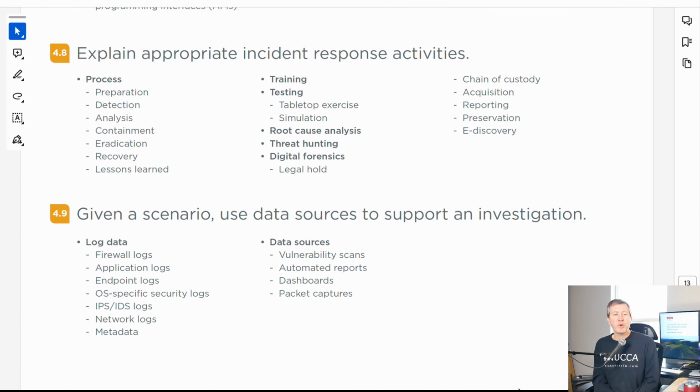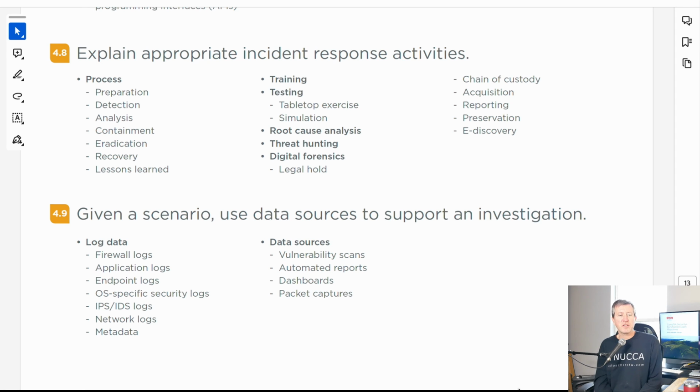So subdomain 4.8, explain appropriate incident response activities. So we don't want to figure out how to respond to a disaster or to some sort of an incident like someone trying to attack the organization when that event is actually occurring. We want to plan for these things ahead of time. And so we'll talk about some of the different processes that go along with that, things like chain of custody and acquisition of that data, preservation, e-discovery, some of the legal things that we need to be aware of when it comes to preparing for and actually performing those steps.